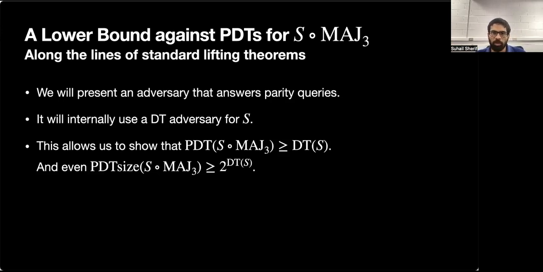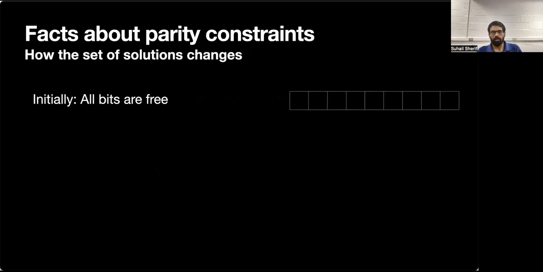So what property do we use of parity queries and how do we work against them? It's really quite simple. Suppose we have some parity constraints. Let's see how the set of solutions changes depending on what those constraints are. Initially, when there are no parity constraints, all your bits are free, which I'm going to represent here as these empty boxes, which can be filled independently with whatever bits we want. Now, suppose someone adds a constraint here, x2 plus x3 plus x6 is equal to 1.